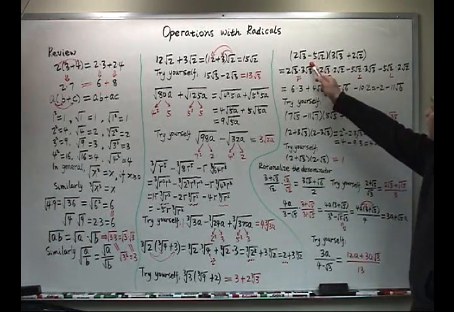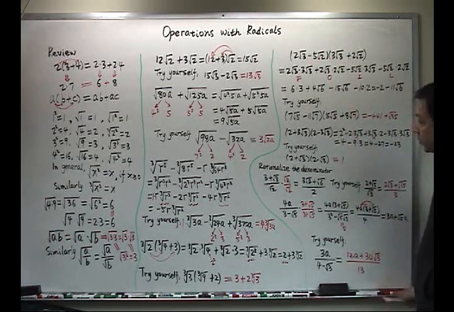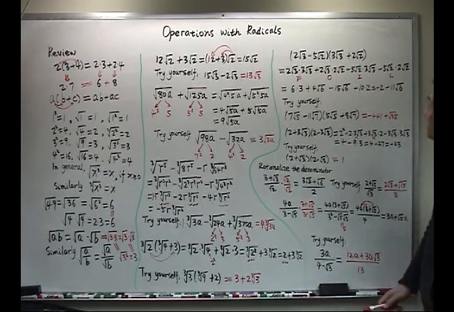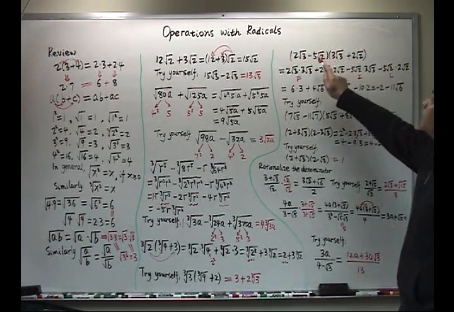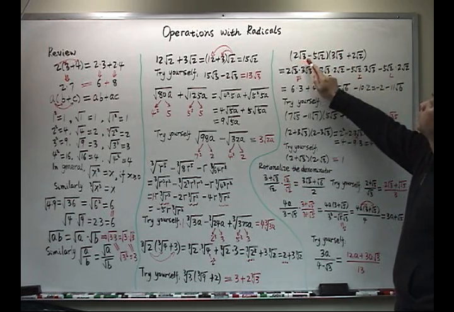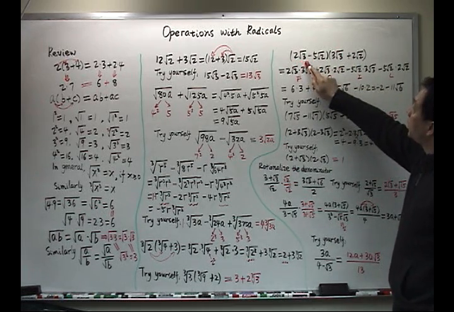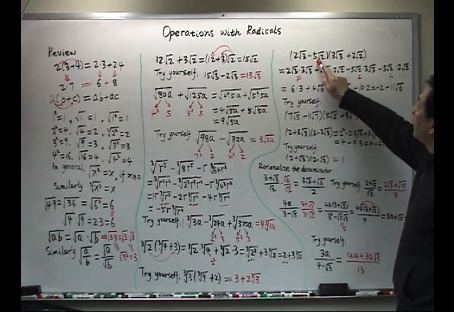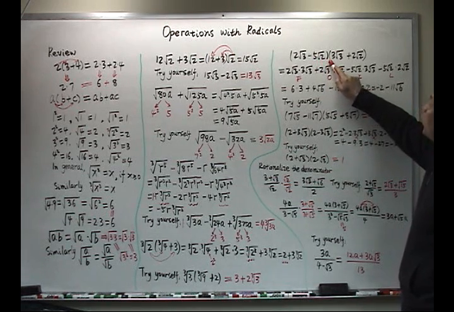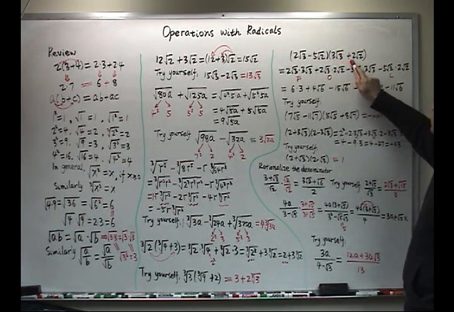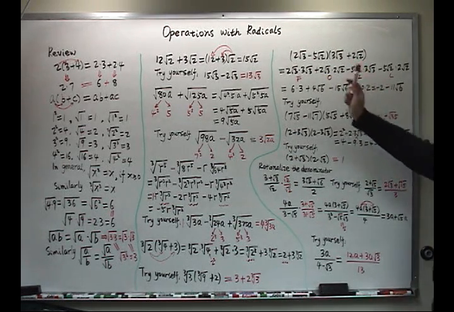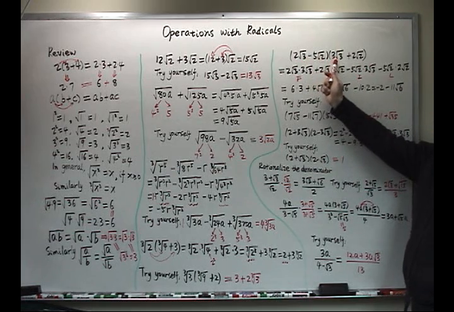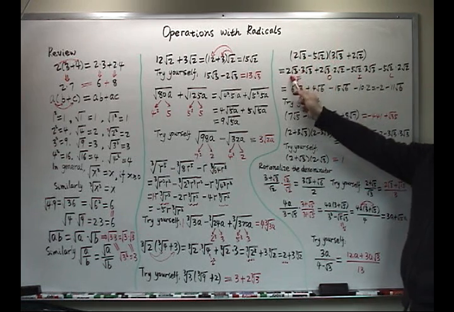Now, try this one. Let's look at that. This one we need to use the FOIL method. 2 radical 3 minus 5 radical 2 times the quantity 3 radical 3 plus 2 radical 2. The first product is 2 radical 3 times 3 radical 3.